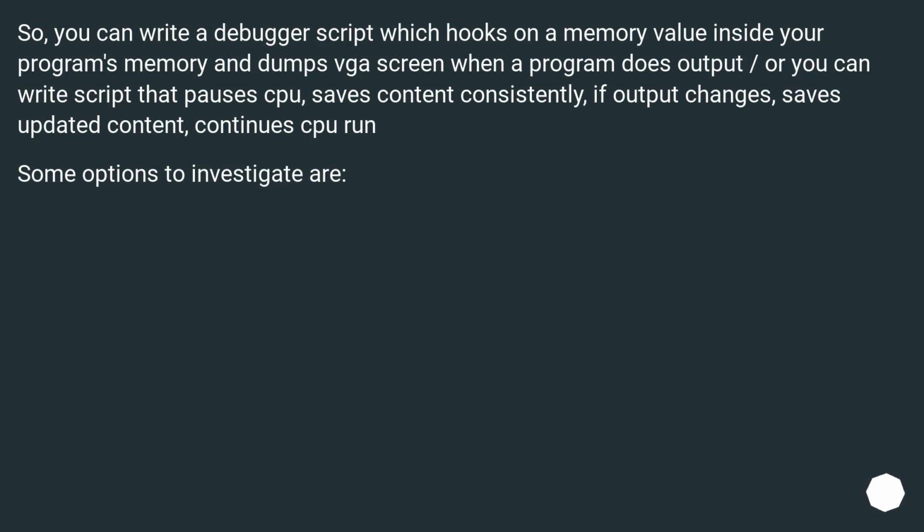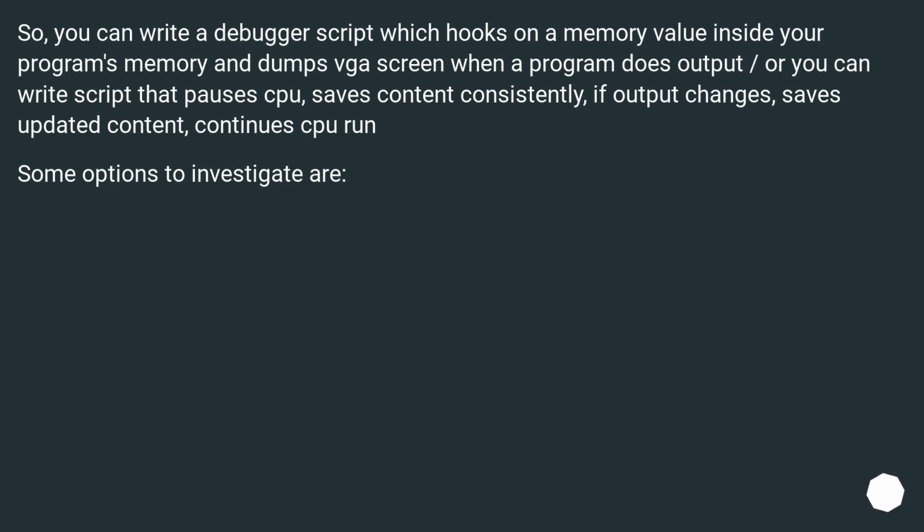So, you can write a debugger script which hooks on a memory value inside your program's memory and dumps the VGA screen when the program does output. Or you can write a script that pauses the CPU, saves the content, and if the output changes, saves the updated content, then continues the CPU run.